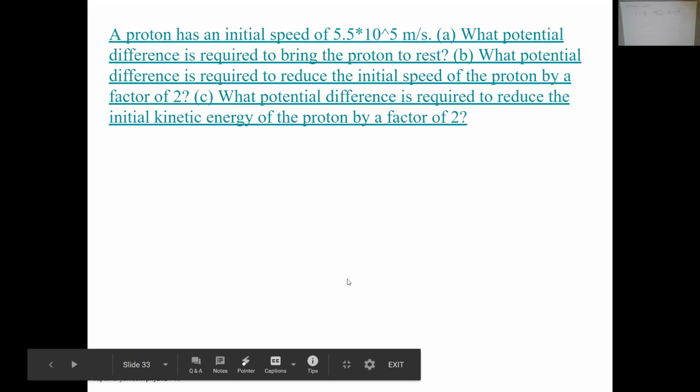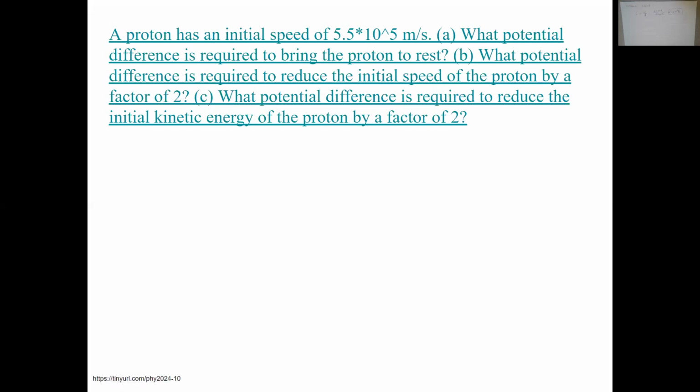We'll take a look at this example here. A proton has an initial speed of 5.5 times 10 to the fifth meters per second. What potential difference is required to bring the proton to rest? What potential difference is required to reduce the initial speed of the proton by a factor of 2? What potential difference is required to reduce the initial kinetic energy of the proton by a factor of 2? So three questions here. I'll give you a few minutes to work on this, then we can take a look at the solution together.